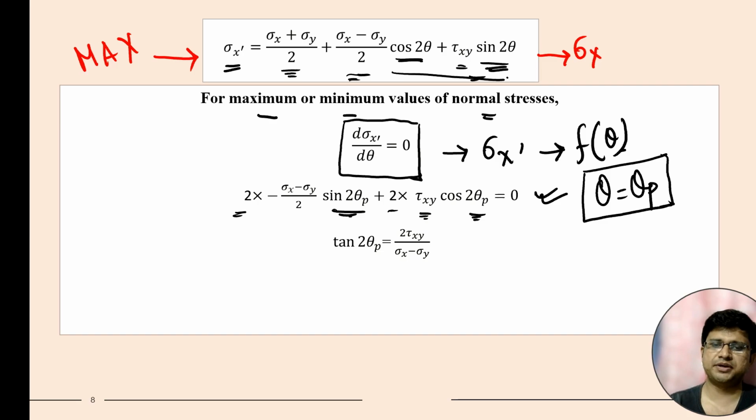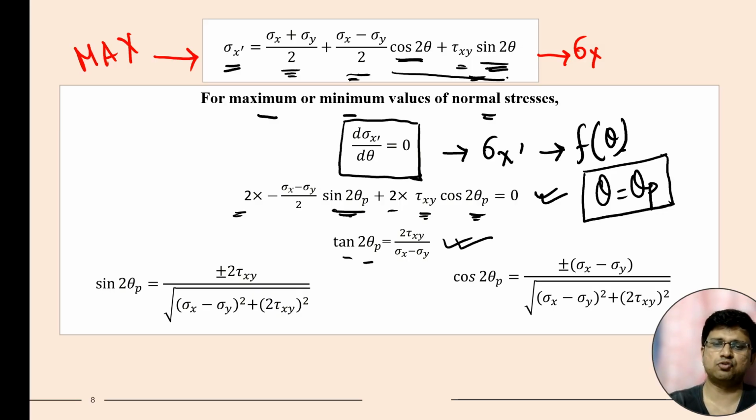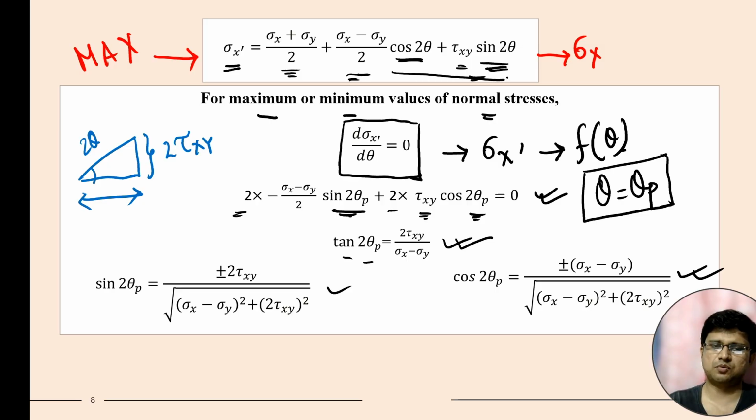Then if we rearrange the terms, it will be tan 2 theta p equals 2 tau xy by sigma x minus sigma y. And from this value, we can calculate the value of sin 2 theta and cos 2 theta. This is very simple actually. If we think about a triangle, where this angle is 2 theta p, this side is 2 tau xy and this is sigma x minus sigma y, then for this triangle tan 2 theta p equals 2 tau xy by sigma x minus sigma y. Now what will be sin 2 theta p?